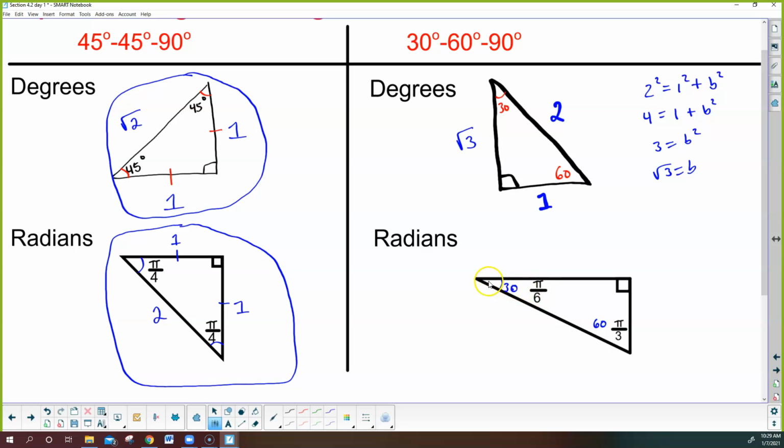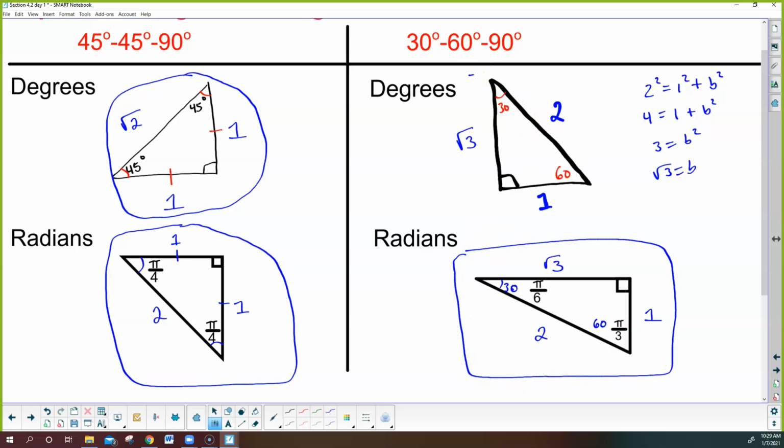So then what goes across from the 30? Well, always across from the smallest angle is 1. Always across from the 90 is 2. And always across from the 60, or pi over 3, is square root 3. Okay. Now, we are going to be redrawing these pictures probably 100 times in the next 2 weeks. So you will, almost by force, have to memorize these.